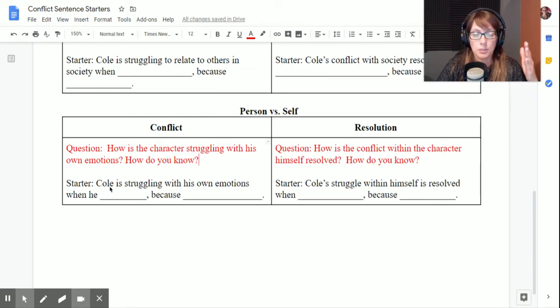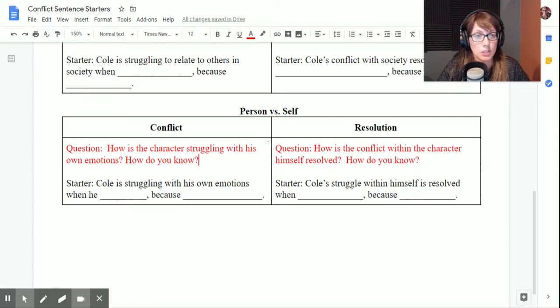Tell me something he does or that he shows where there's a conflict within himself, where he's struggling with something. And then tell me, how do you know that that is a person versus self conflict? How do you know that he is struggling? Then you'll answer that.